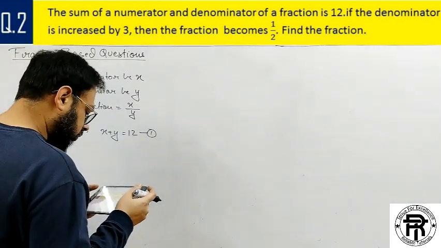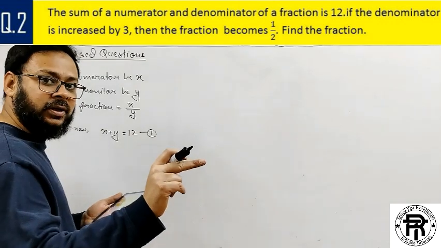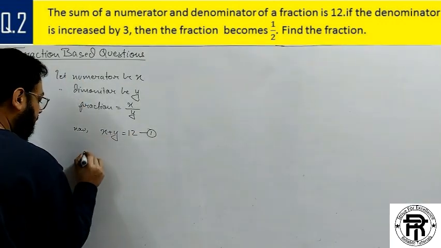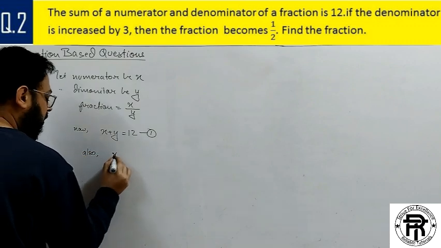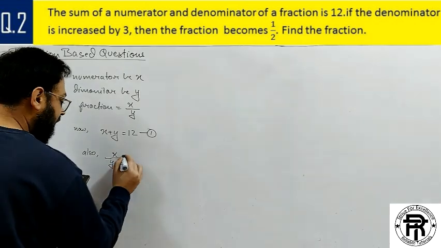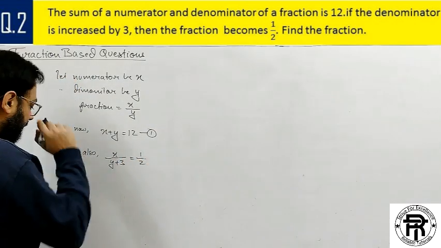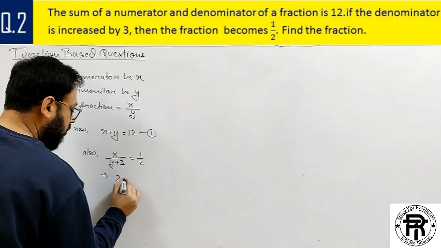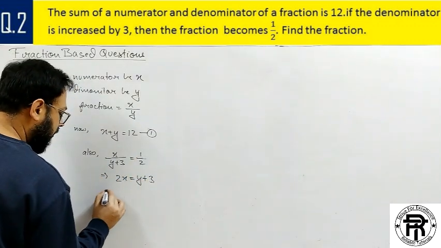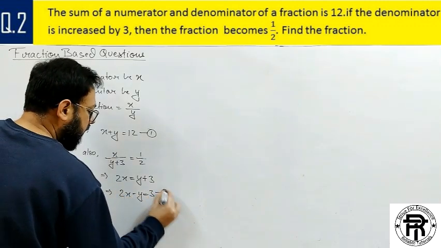Now what else is given to us in the question? If the denominator is increased by 3, if only the denominator is increased by 3, nothing is given about the numerator. So if only the denominator is increased by 3, means numerator remains the same, denominator increased by 3, the fraction becomes 1 upon 2. Now let's try to simplify this. That becomes 2x is equals to 1 multiplied by y plus 3 is y plus 3. 3 y transpose this side, 2x minus y is equals to 3. Simple. This is the second equation.